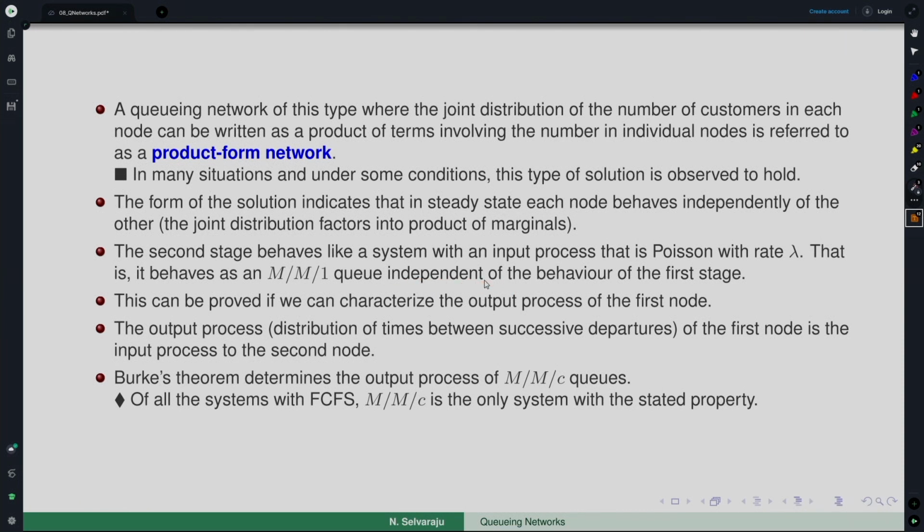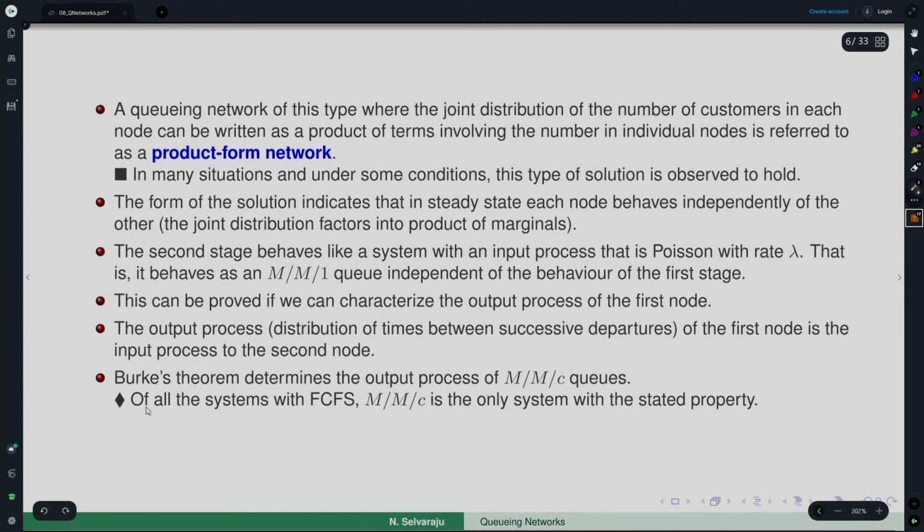Whether this can be proved: yes, it can be proved if we can characterize the output process of the first node. If we can somehow specify the nature of the output process of the first node, then possibly we can explain this behavior. So, the output process, basically the distribution of time between successive departures of the first node, is the input process to the second node. That is what happens in this situation.